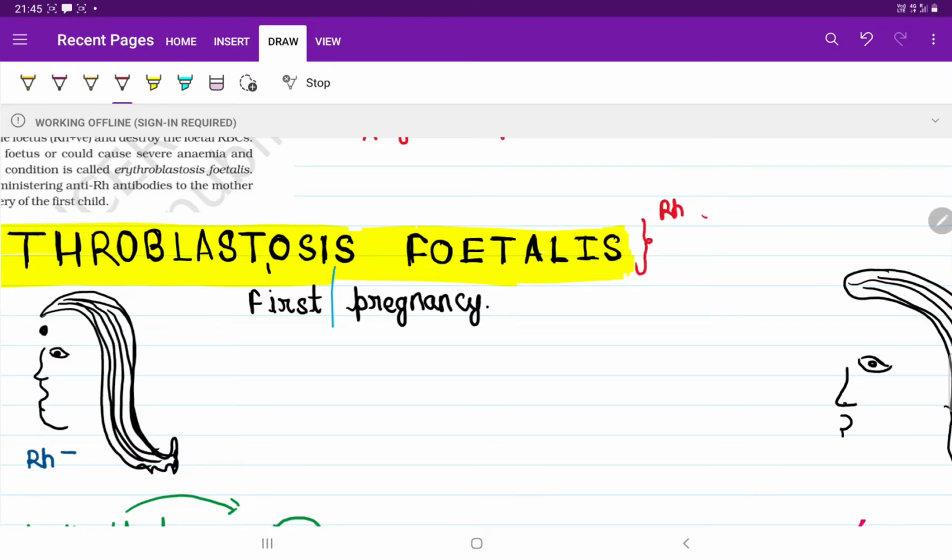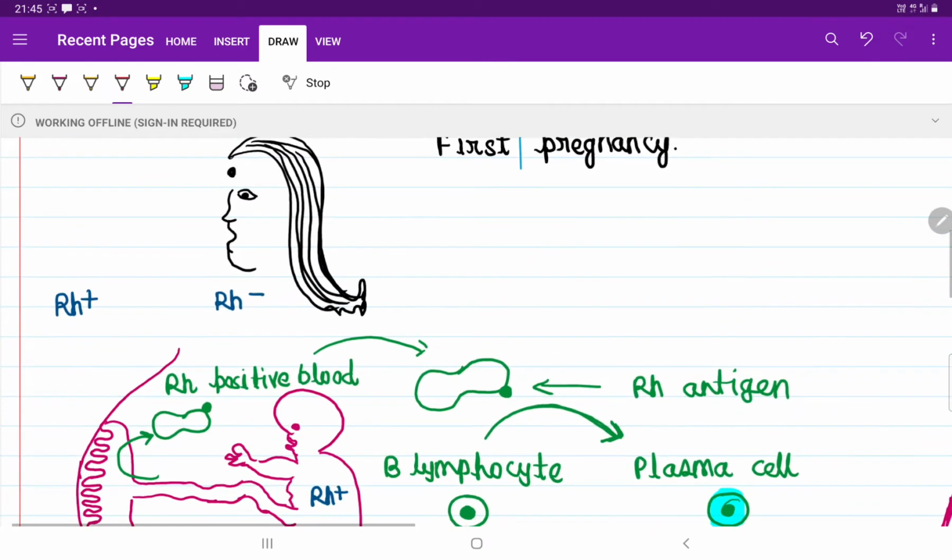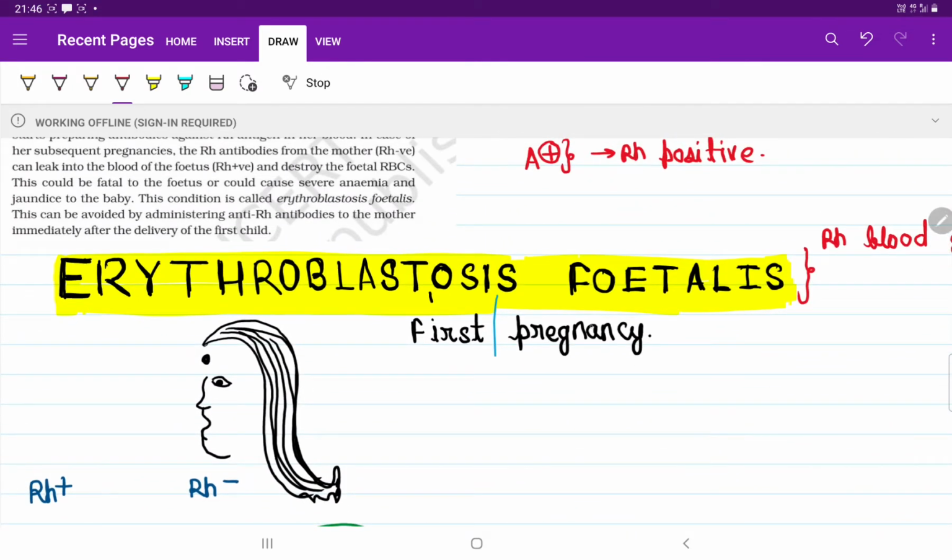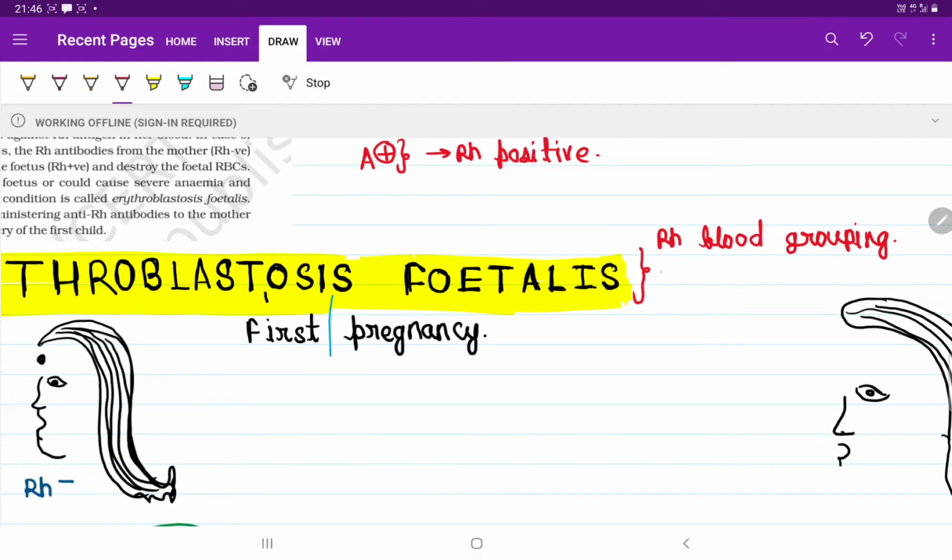Now students, you see one clinical condition called erythroblastosis foetalis, which is a kind of RH blood grouping issue. It's a kind of RH incompatibility which is observed between the mother and the fetus. How exactly? Try to understand. Erythroblastosis foetalis, or you say hemolytic disease of the newborn. Same thing.